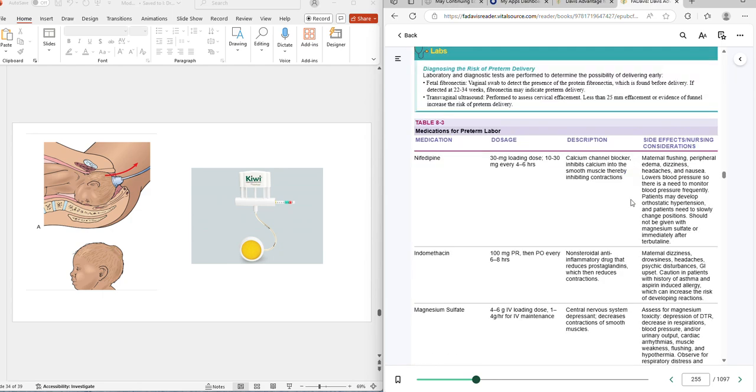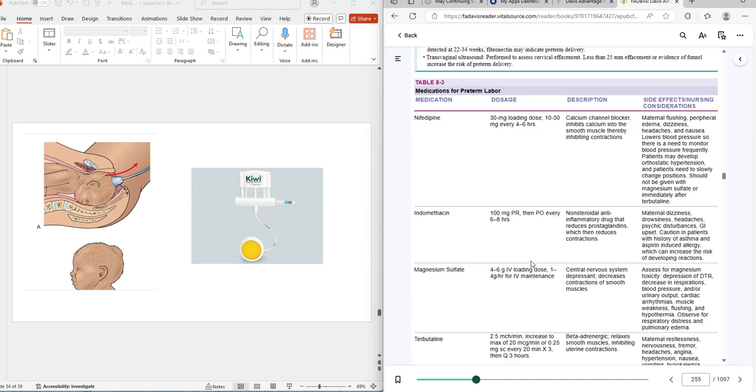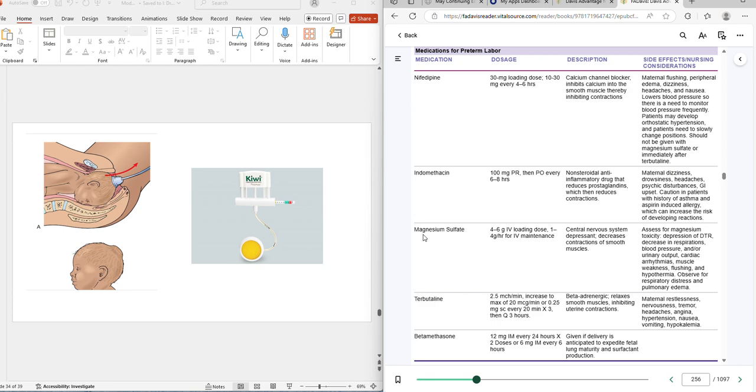Then we have some medications. If we have somebody that's in preterm labor, we can give some medications to stop this, okay? One is mag sulfate. We use mag sulfate for two different reasons. For preterm labor, to slow down the contractions, hopefully to stop them. And we also use mag sulfate for preeclampsia, to keep her from having a seizure, okay?